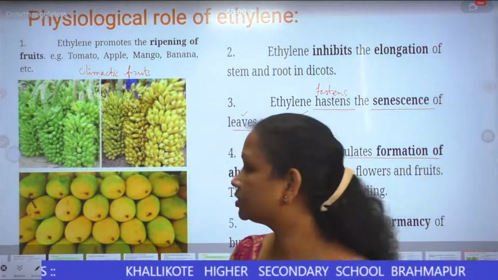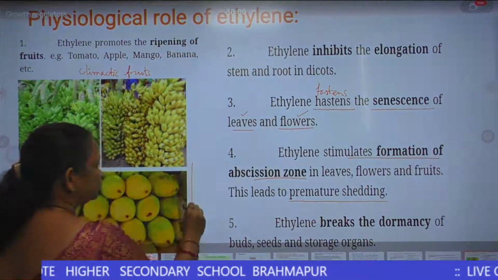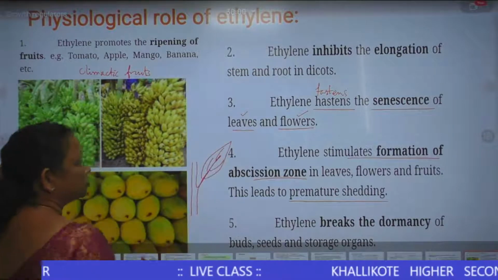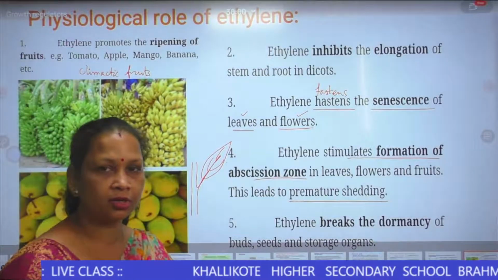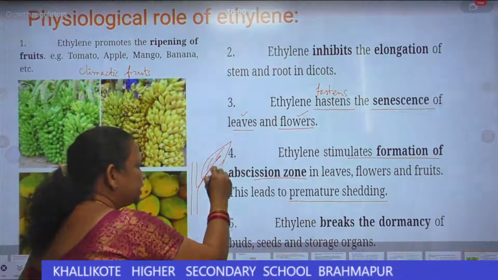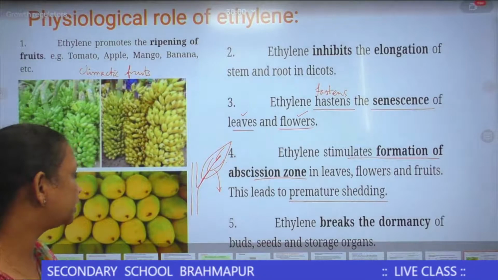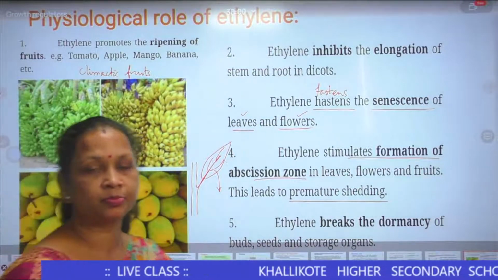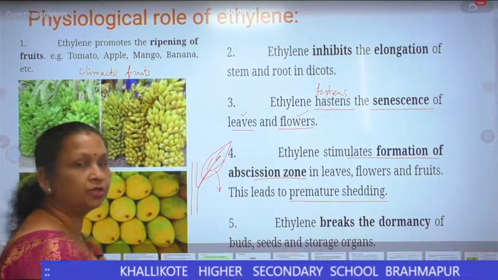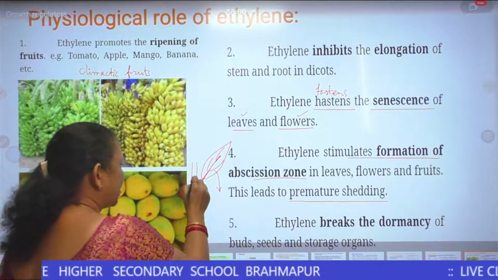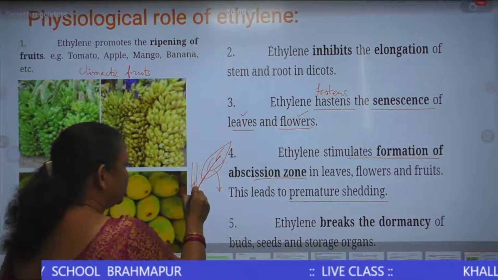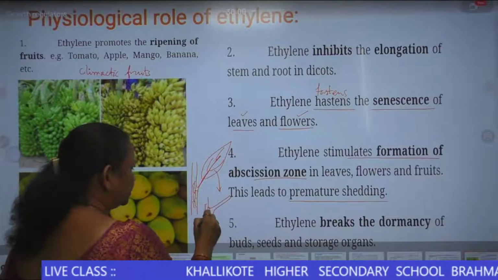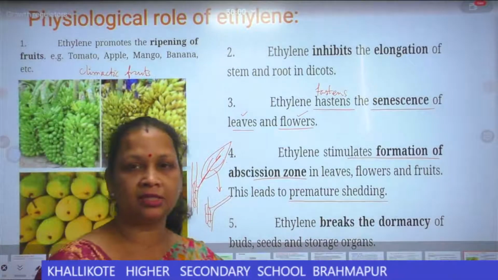So, there is senescence. Ethylene stimulates the formation of the abscission zone in the leaf, and this leads to premature shedding of the flowers or leaves. If this is a stem and the leaf, commonly whenever there is senescence, there will be yellowing of the leaf, and after yellowing, we will see that this leaf is shed. But whenever it is shed, there is no cut mark over the stem, and no oozing out of any sap from the shed end. That is mainly due to the formation of a zone called the abscission zone at the base of the node in the stem.